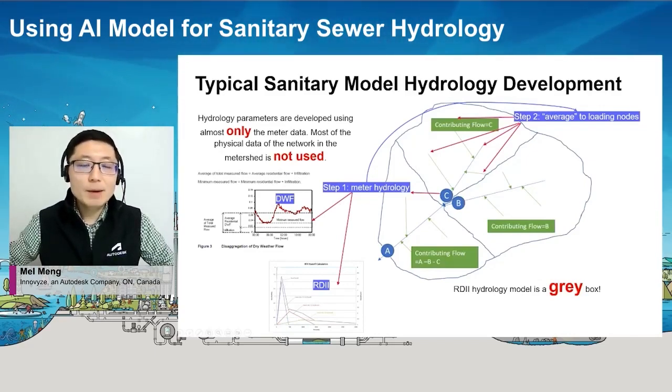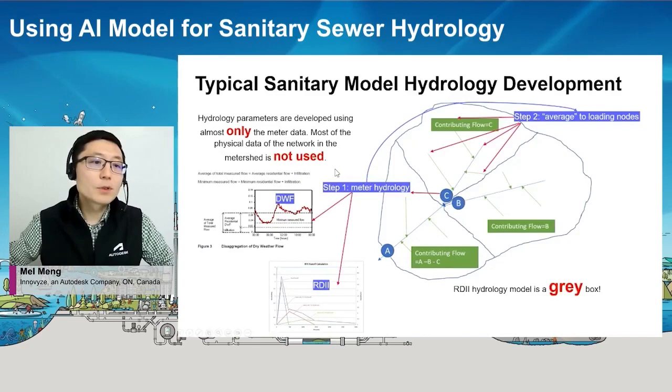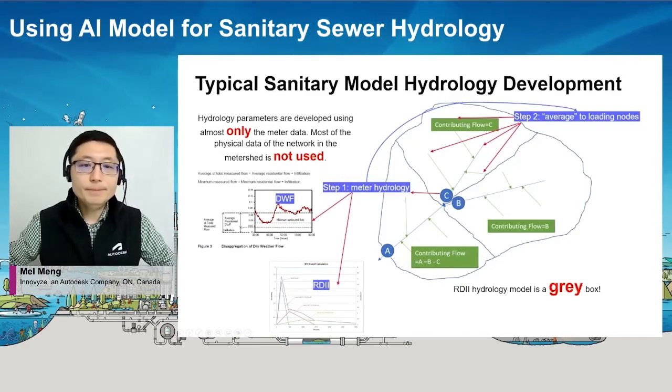So after this step, in general, we will have a step 2. We'll need to allocate the flow observed here to all the different loading nodes. So when we route the flow through this network, we'll pretty much see similar things. So that's step 2, called allocating to the loading nodes. In this presentation, we're going to focus mainly on step 1, just to replicate the meter hydrology at this flow meter.